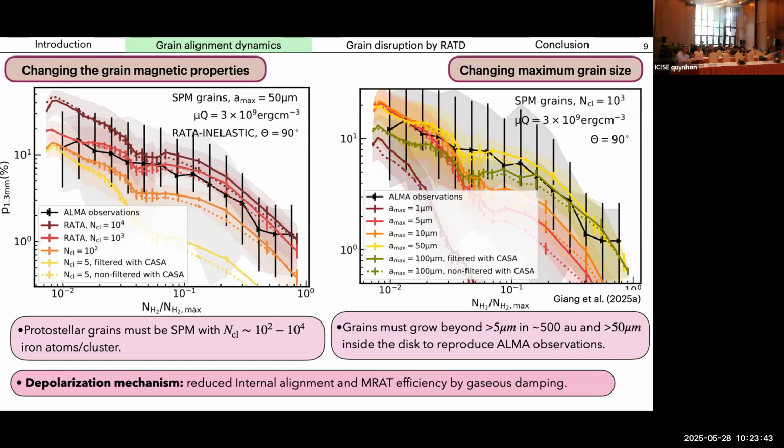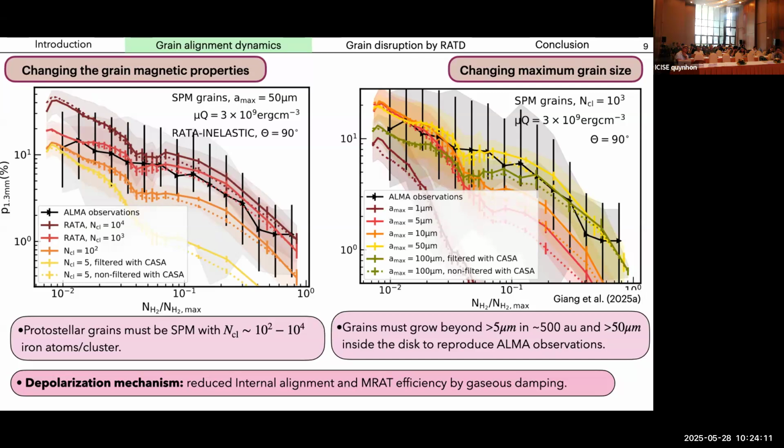And similarly in this case, I consider the same models. I assume the same model of the grain magnetic properties, the same model of magnetic field, gas density, and luminosities, and only vary the maximum grain size. When we have a different maximum grain size, we have a different alignment size range, so it will affect the polarization degrees, and that's why we have different values. And when I overplot, I see which value is within the range of the observations.